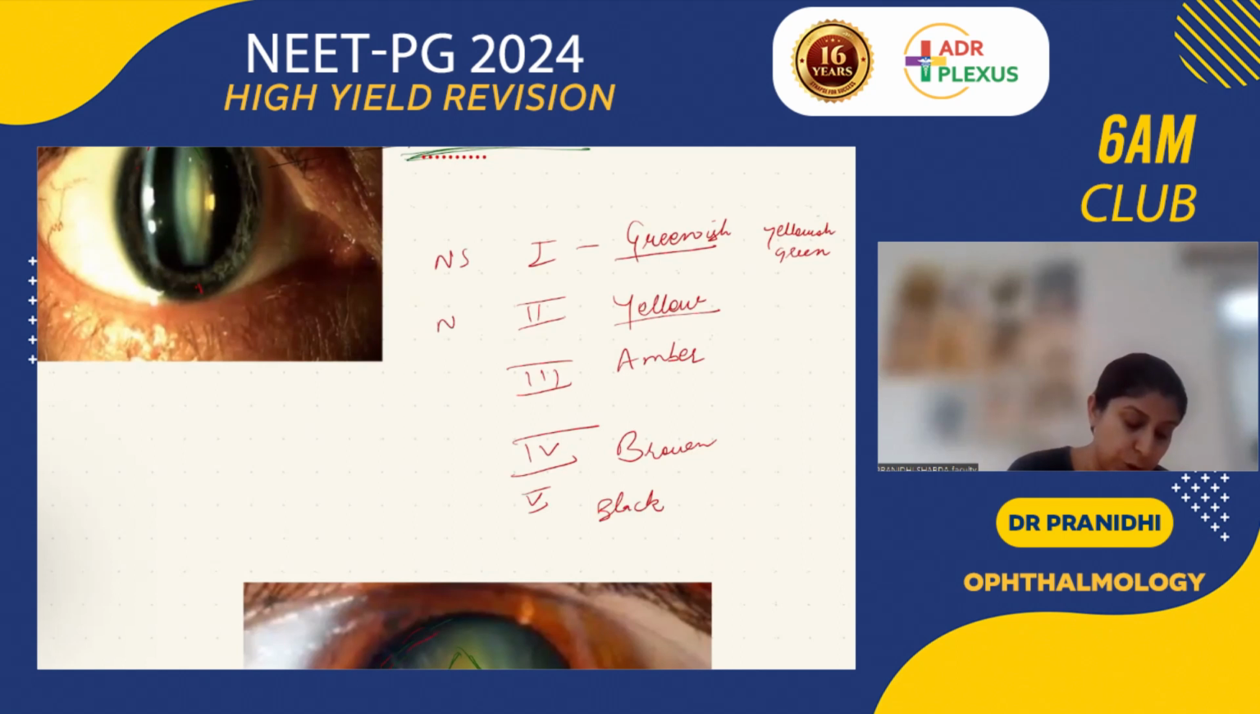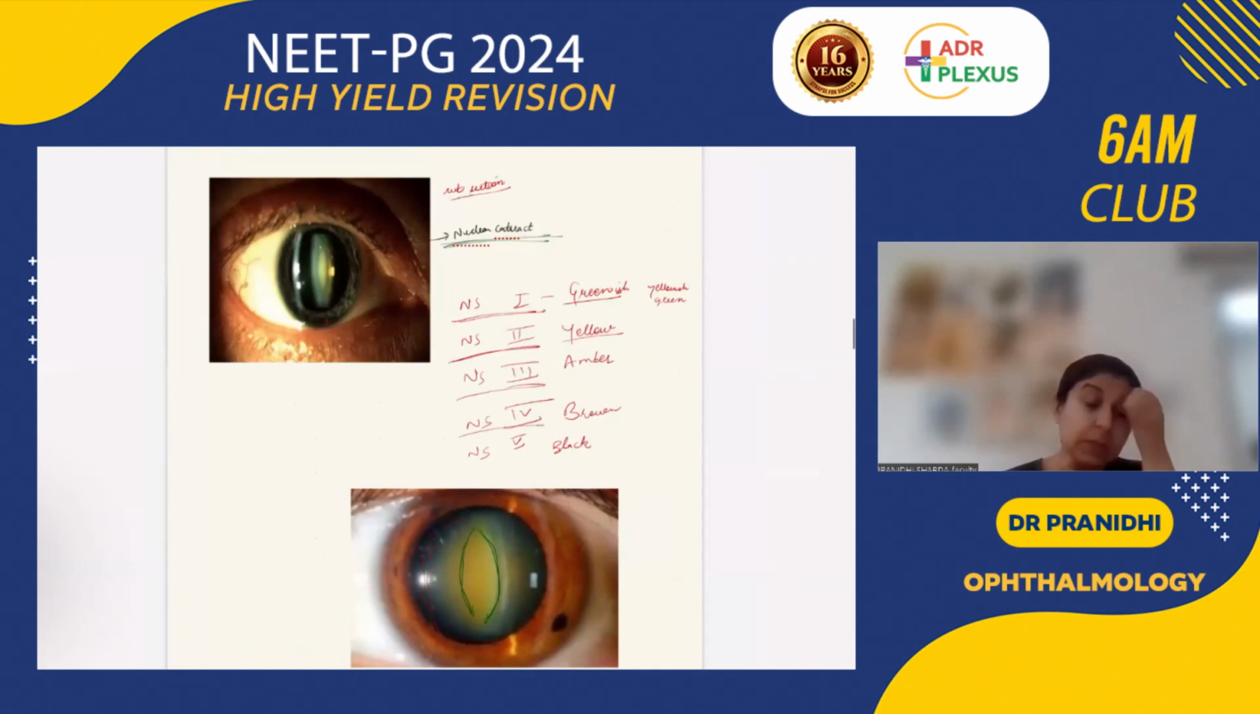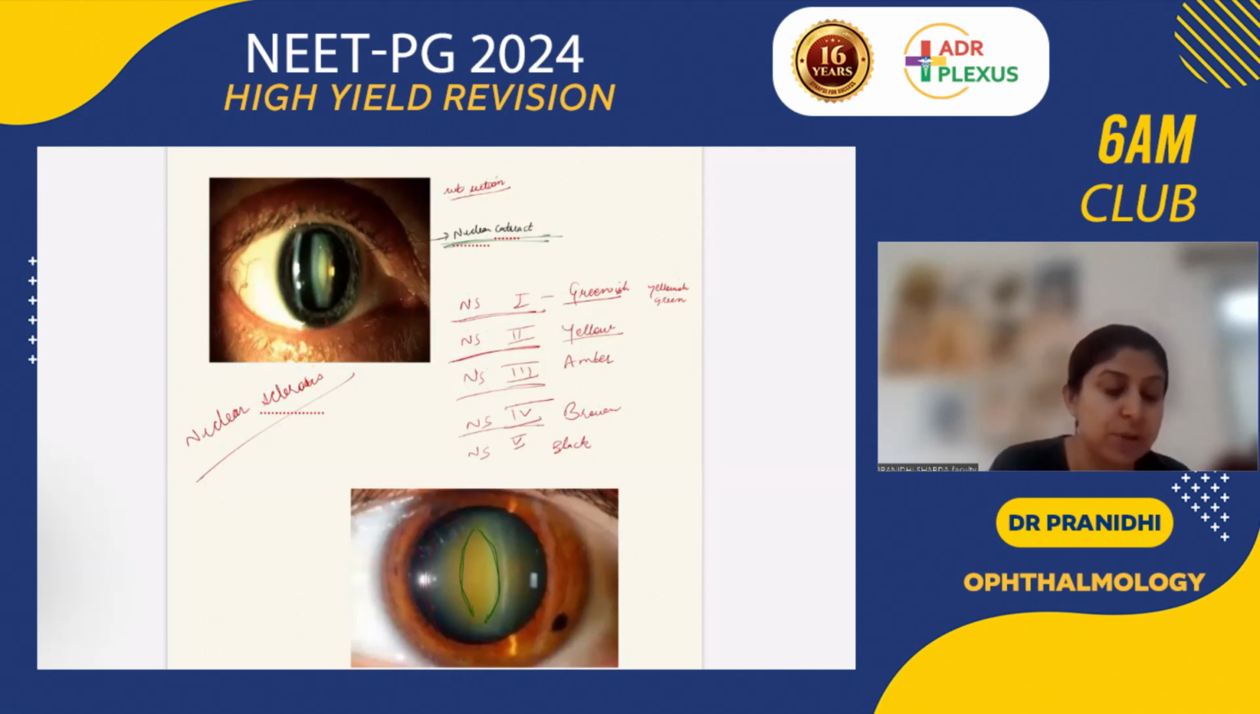So nuclear cataract is graded nuclear sclerosis 1, 2, 3, 4, and 5. We say it as NS, meaning nuclear sclerosis. We give nuclear cataract the name of nuclear sclerosis, meaning the nuclear cataract is formed due to the sclerosis of the lens fibers. It happens due to the sclerosis of the lens proteins.